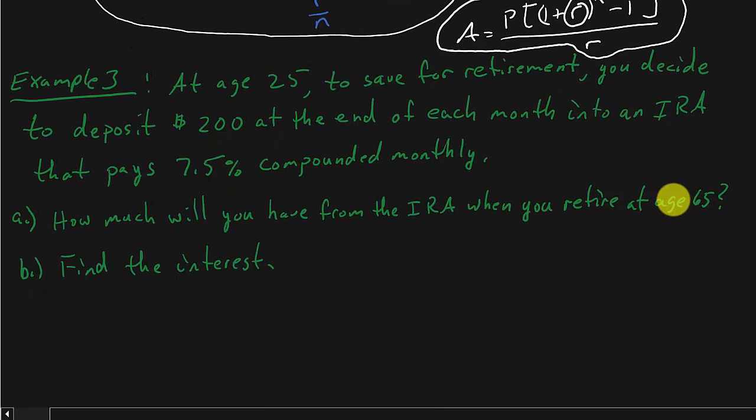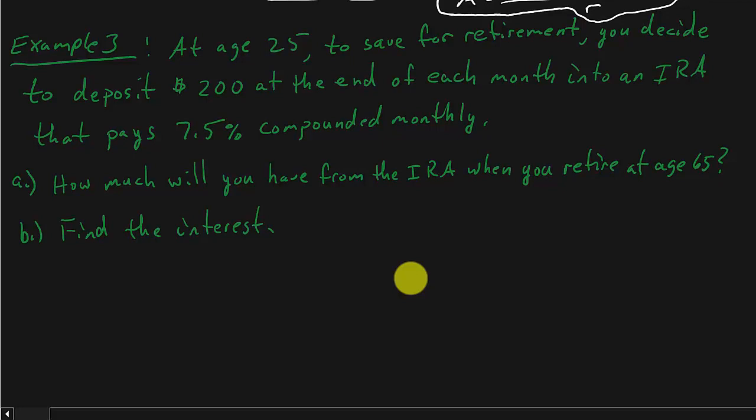At age 25, to save for retirement, you decide to deposit $200 at the end of each month into an IRA that pays 7.5% compounded monthly. How much will you have in the IRA when you retire at age 65? And then find the interest. So this is an annuity. We have equal payments at the end of a time period, at the end of each month. So this is an annuity.